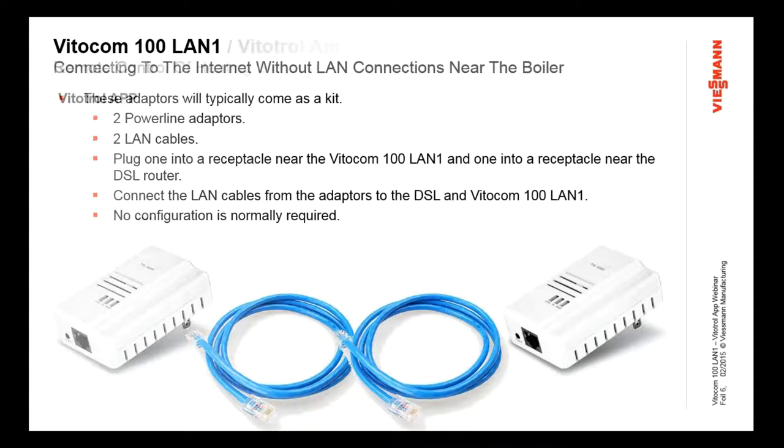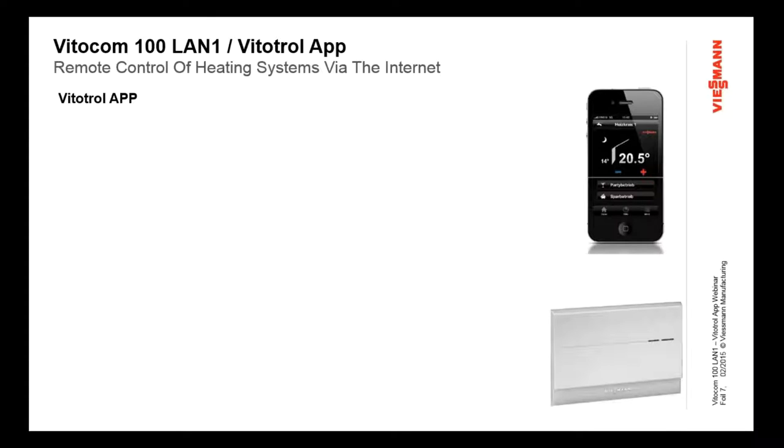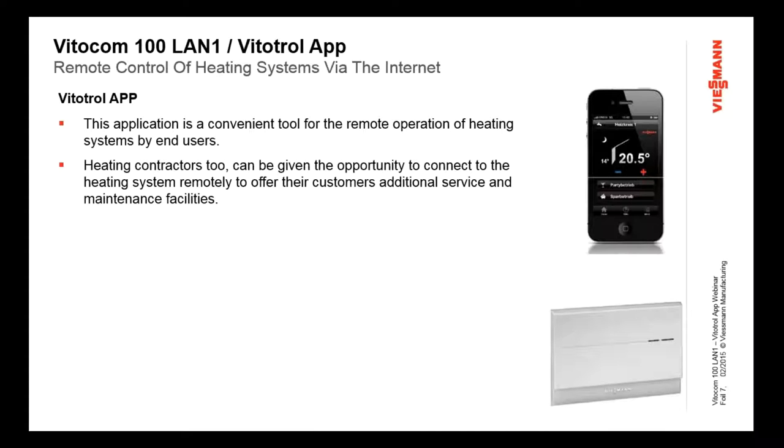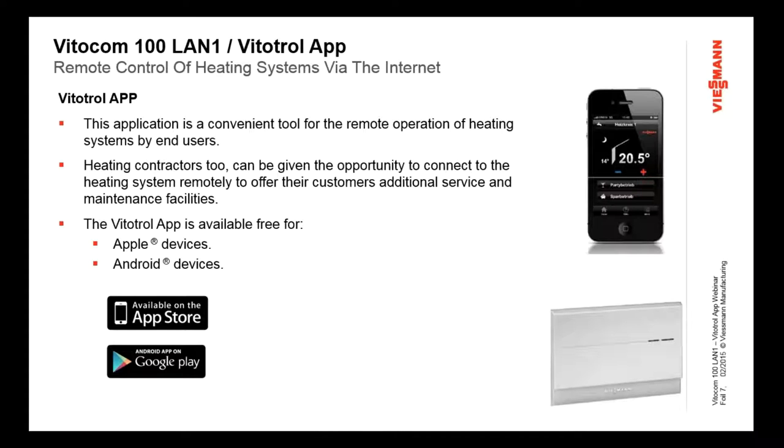There's no configuration. Now we've got the boiler connected to the LAN, and we've connected the Vitocom LAN 1 to the internet. What are we going to do now? Let's look at the interfaces, the Vitotrol app. We'll start with that one. The app is a convenient tool that you can download onto your phone. It allows the heating homeowner or heating contractors access to the system. It allows them to control the boiler remotely or access information from the boiler remotely. The app is available from both Apple and Google, so you can get this app for just about every phone on the planet. And the app is free, so there's no charge for the app. You just download it and use it as you need to.